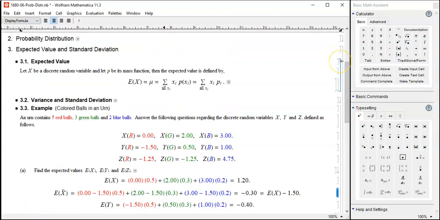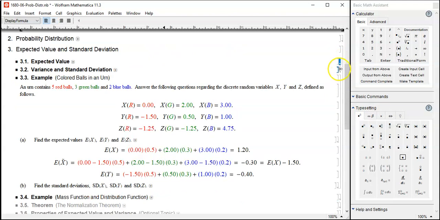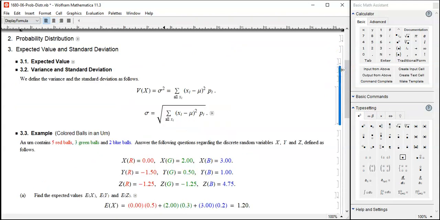Okay, so much for expected value, and let's go to variance and standard deviation. Again, those are just formula computations, so they are not going to be too bad. And here's the variance.